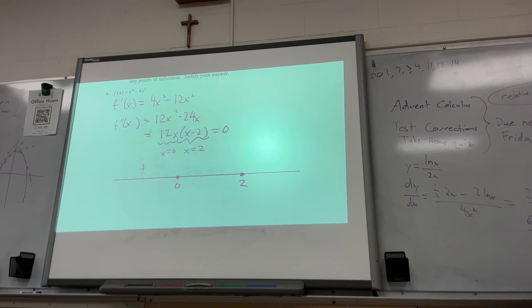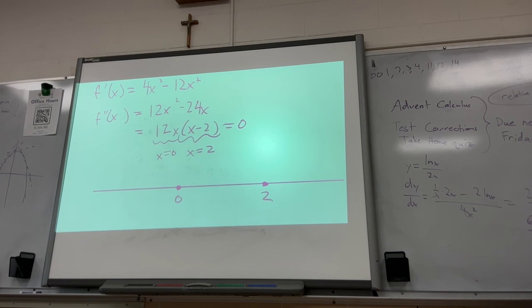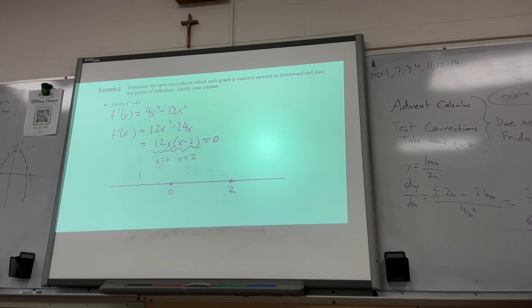So if we plug in -1, a point to the left of 0, we get a positive. You're plugging into f double prime. If we plug in 1, we get negative, right? If we plug in 3, we get a positive again.